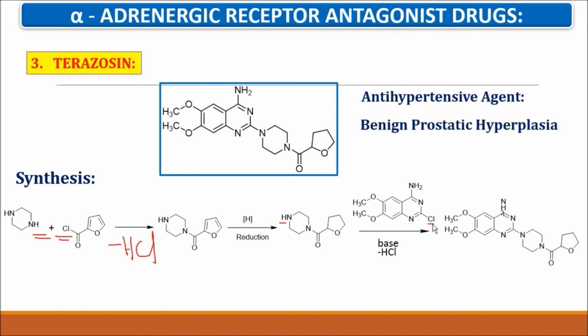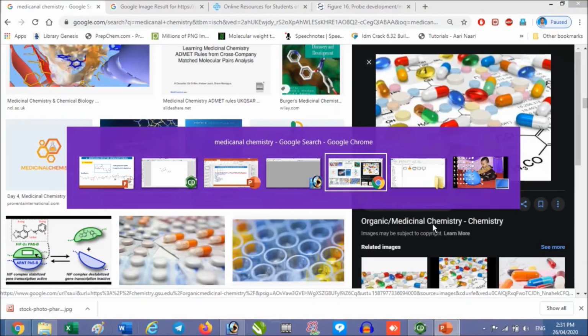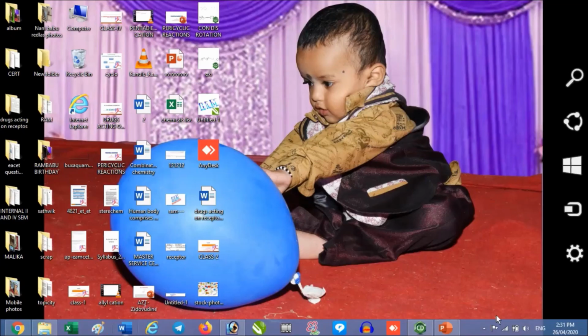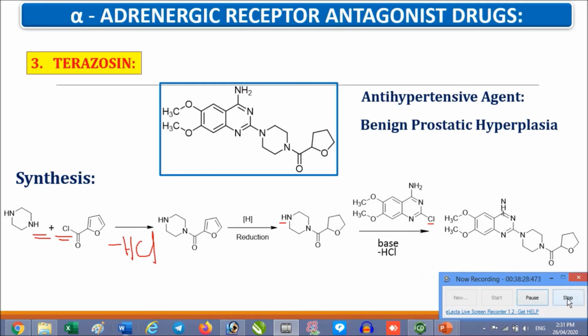Friends, so this is about the structures of alpha adrenergic receptor agonist and antagonist drugs, and we will discuss beta adrenergic drugs in the next class.